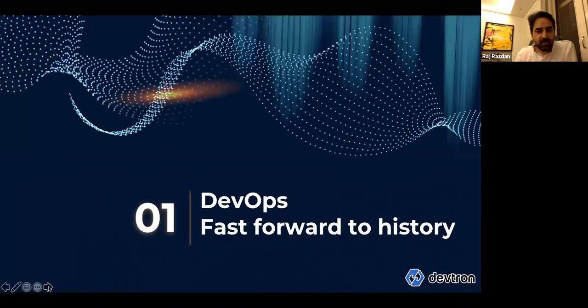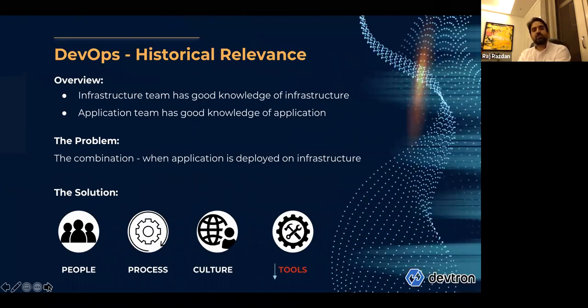Okay. So let's take a little peek at the history of DevOps. Now, when you look at the historical relevance of DevOps, the infrastructure team had always had a great knowledge about infrastructure, about the OSs and configurations, etc. This is very typical of an IT structural team, where you have the DevOps guys, the configuration management team, the infrastructure, we call it, quote unquote, the infrastructure.